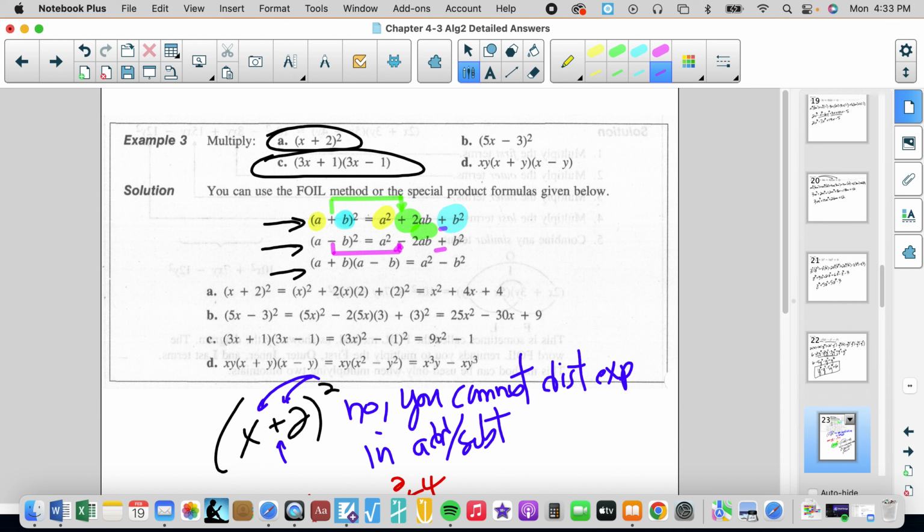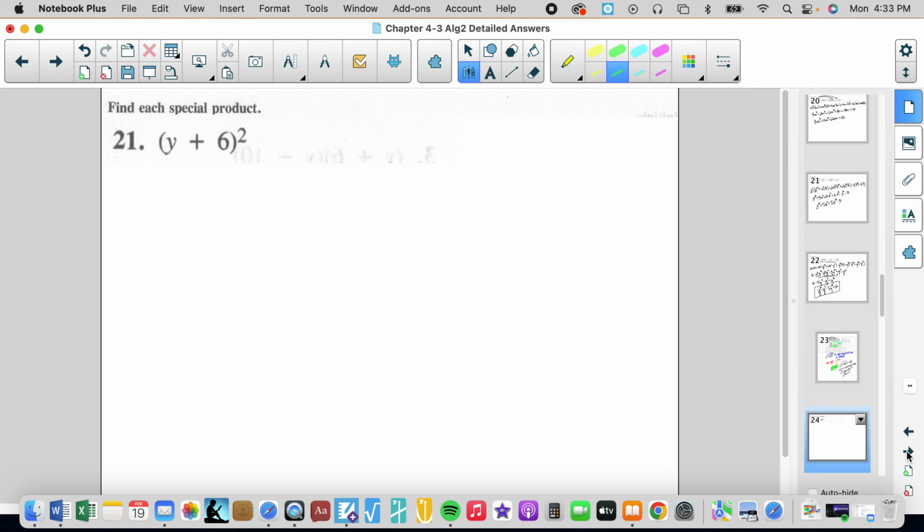And then when we have conjugates, the reason is your inside and your outside are going to be opposite of each other, AB and negative AB. So they cancel, hence why you end up with only 2 terms. And negative because you have negative B times B, which is negative B squared. So that's really important for you to see and recognize.